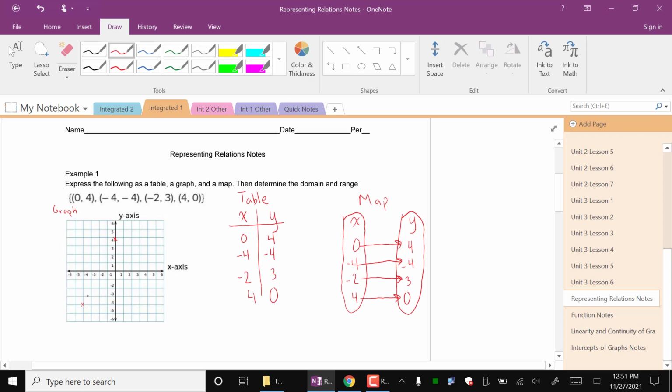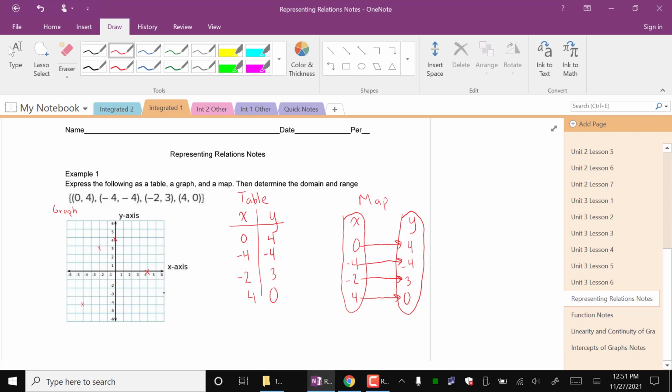Now, because of the device I'm using, it's hard for me to put a little point, so that's why I'm doing the X's. You would just put a point. For my third one, it's going to be at -2, 3. And my fourth and last one is at 4, 0. So I've graphed it, I've put it on a table, and I've shown it as a map.